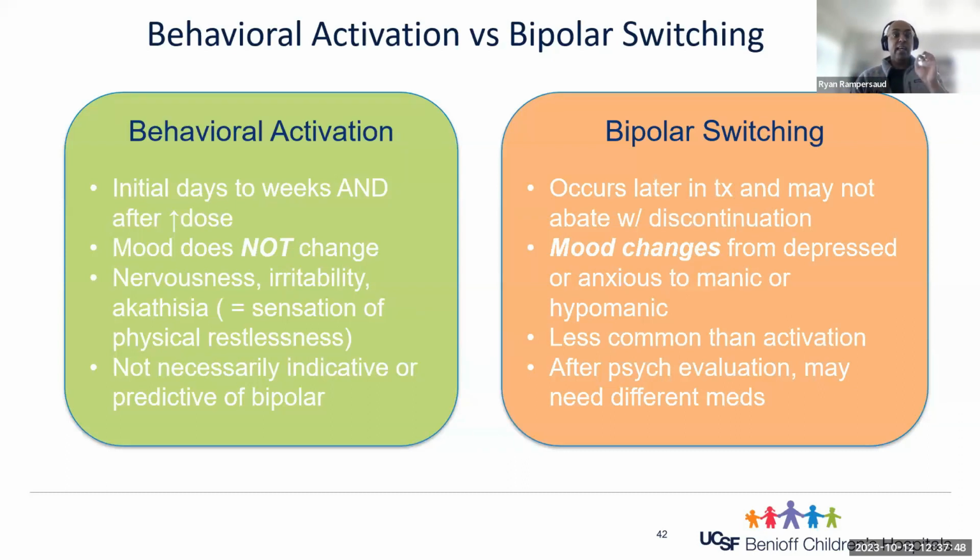The other big piece is a mood change. With behavioral activation, that kid is still dysphoric. They just feel unsettled and uncomfortable. In bipolar switching, the kid does have some mood changes. They've moved from a depressed state to maybe more irritable, more significantly manic, more hypomanic, elevated, super happy, and then reduced need for sleep. Those are some things to look for. If you're ever concerned, we're always available. Give us a call, consult with another psychiatrist, and we can talk through what might be happening.